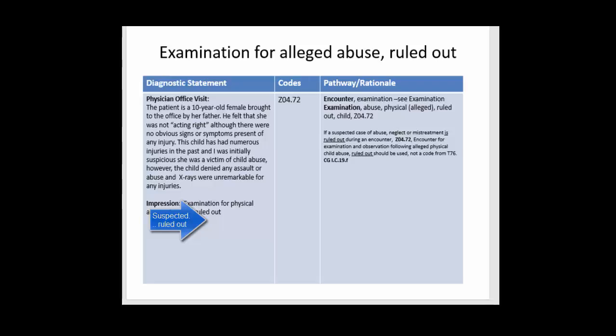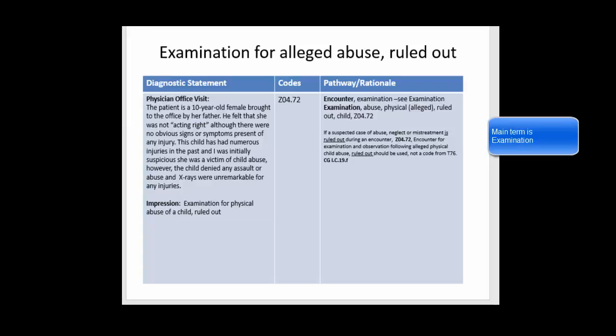So this gives us the Z04.72. So look carefully at the pathway and see that you start with encounter, which takes you to examination, which you then follow the pathway abuse, physical, ruled out, child. And I've re-quoted the guideline there for you.